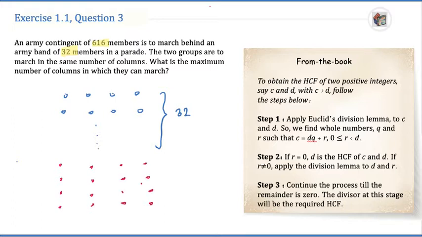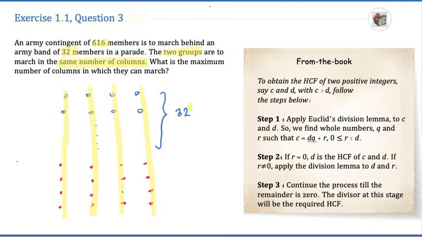They're behind them. Now, there's something they're telling us about how we have to arrange these people. They're saying that two groups of people, the blue group and the red group for us, are to march in the same number of columns. So the way I have drawn it, it's the same number of columns. This is column number 1, this is column number 2, column number 3 and 4. So I randomly drew 4. I did not do any calculations, but this is to help you understand what we're looking for.